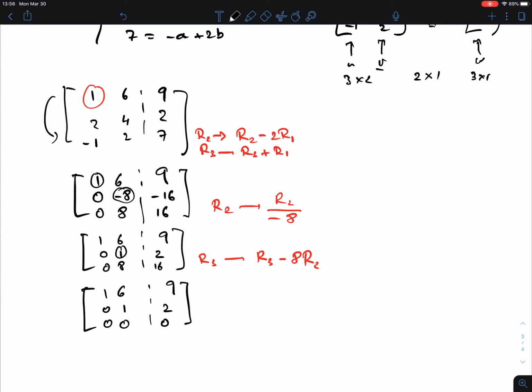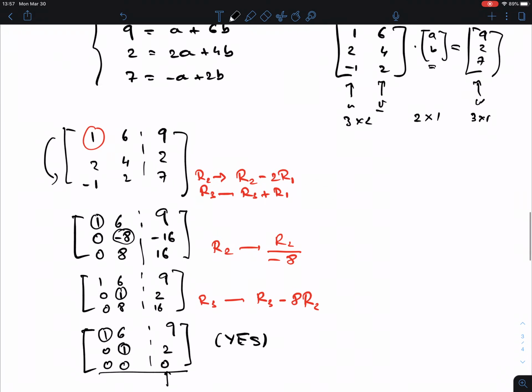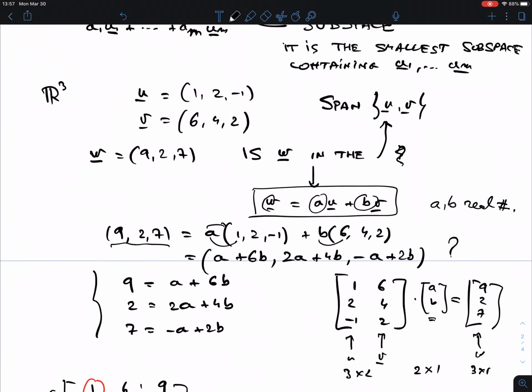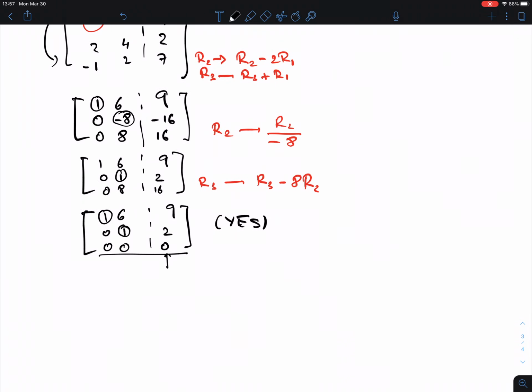And what we see is, we have our echelon form. These are the pivots. And remember, this system is solvable if there is no pivot in this last column here. And this is not the case because we have a 0 row here. So we know already this system is solvable. So the answer already is yes. So here we can say yes. This W is in the linear combination, is in the span of these two vectors.